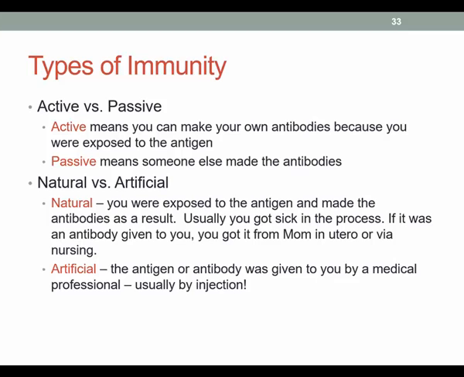When my mom nursed me, she gave me natural passive immunity by passing antibodies from her milk into me. Later on, I was vaccinated against measles, mumps, and rubella, the MMR vaccine. I have active immunity against those because I can make my own antibodies, but it's artificial because I didn't get sick, I didn't get the disease, I was given the antigen by medical intervention. So anything you're vaccinated for, you have artificial active immunity.